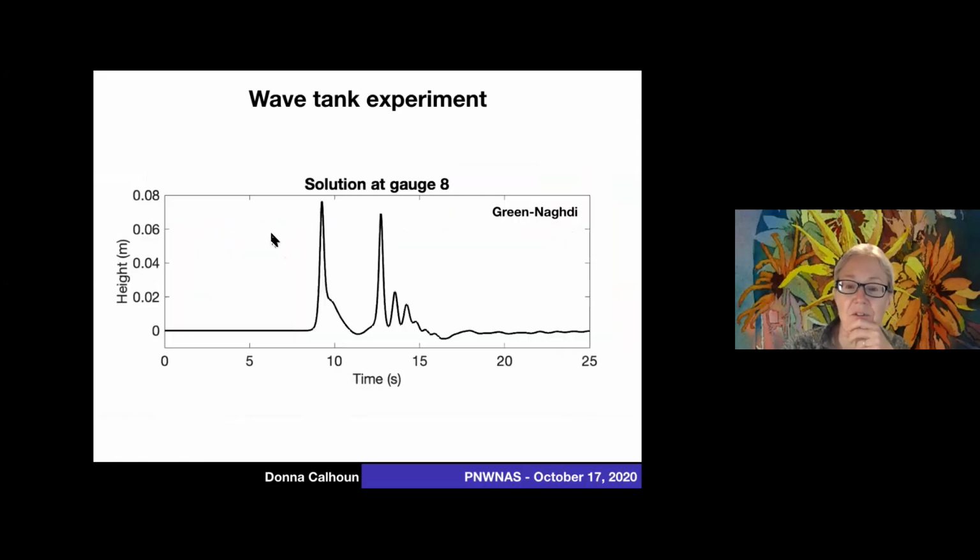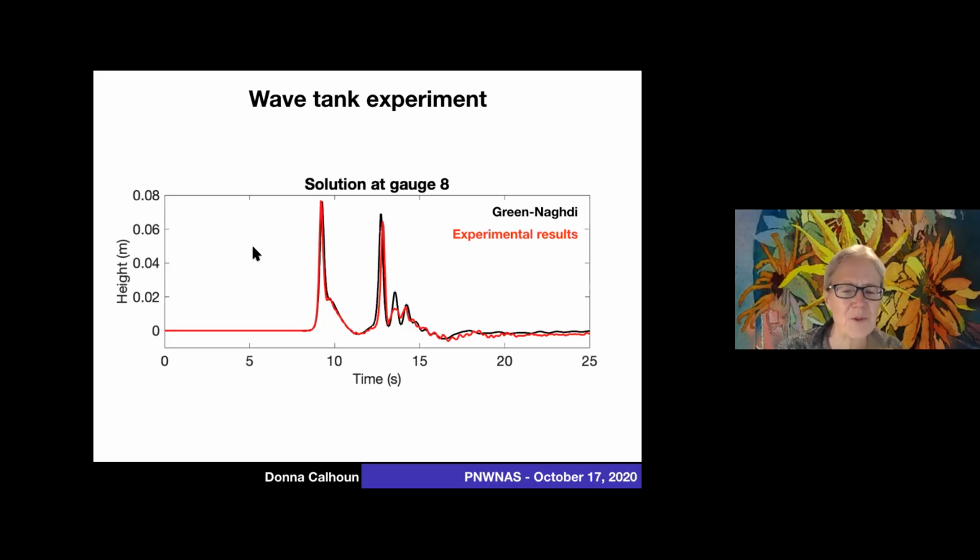Okay, so here's the solution. What we see is that we're actually getting something close to the heights that we missed initially. So this is our computed solution versus the experimental results. And so I think this is pretty good evidence for the need for these dispersive effects in many scenarios. The challenge, of course, is actually getting these in 2D.